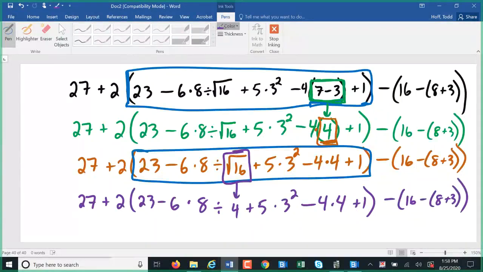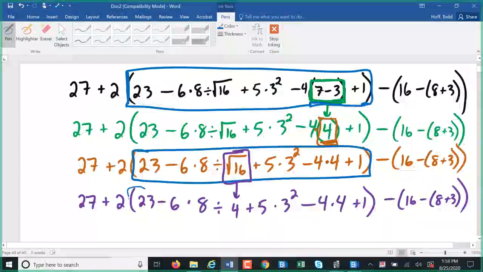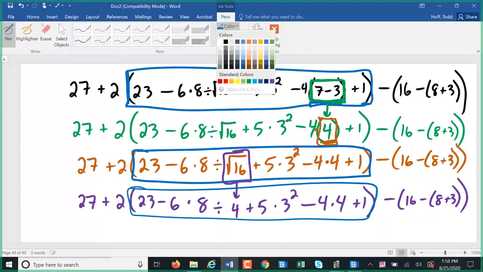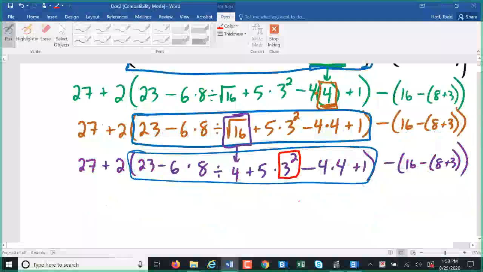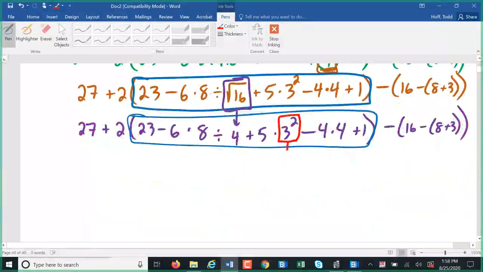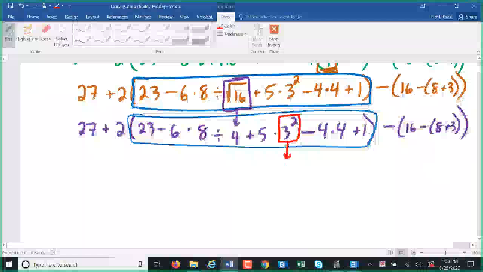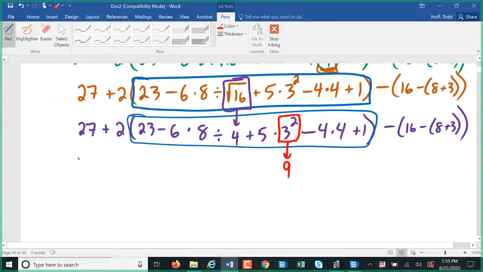So now, again, we're still working inside that parentheses. There is another exponent yet. That is the 3 to the power of 2, the power. What's 3 squared? 9. Good. 3 times 3 is 9. So replace the 3 squared with 9, and we rewrite the rest of that problem.